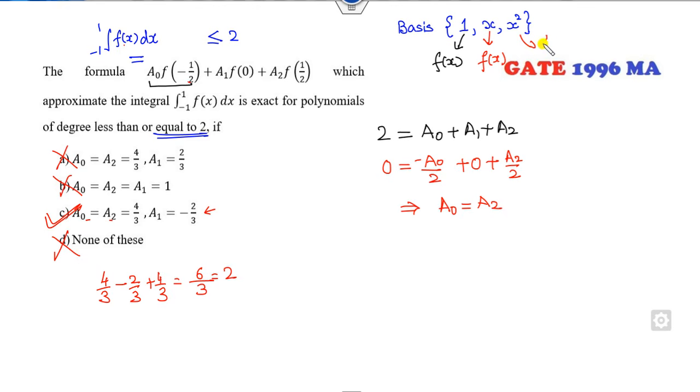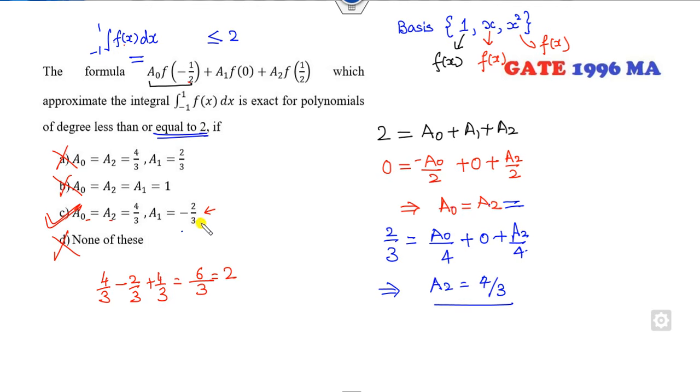Otherwise, you can think about the third option also. F of x is x square. Substitute here. This is my 2 over 3. Substitute here. This is x square plus 0 plus A naught by 4. So if you take the LCM, A naught is my A0. So if you substitute this, it will be my 4 by 3. So A0 is 4 by 3. So the right answer is my C is the correct option.